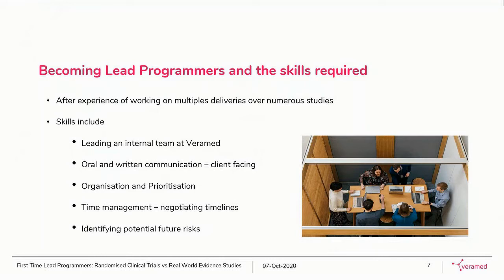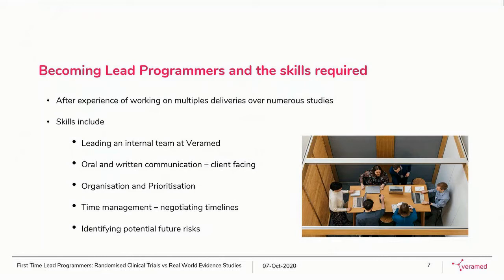An important part of this is being able to answer any programming questions that your team might have. As a CRO, you would need to communicate with the client. This may be through weekly meetings or via email, so it's important to be able to convey information clearly and concisely.